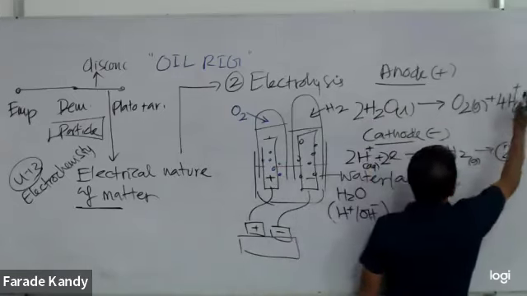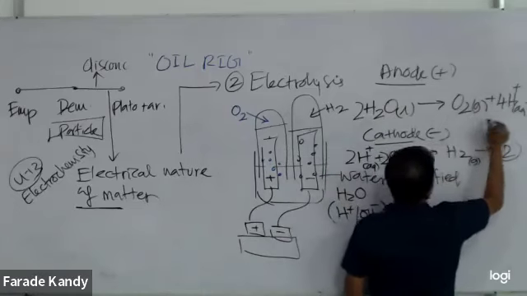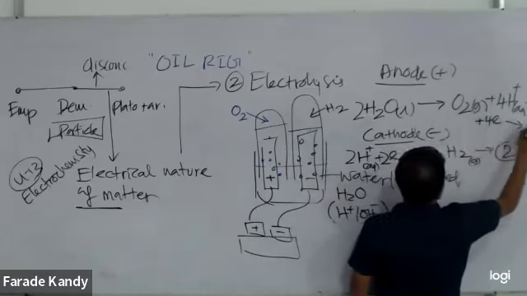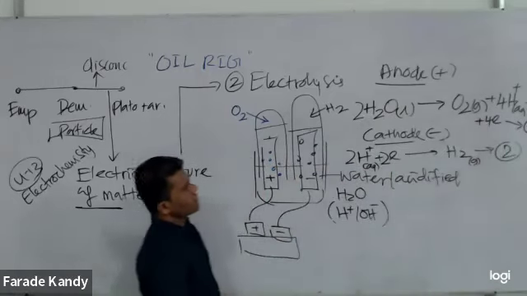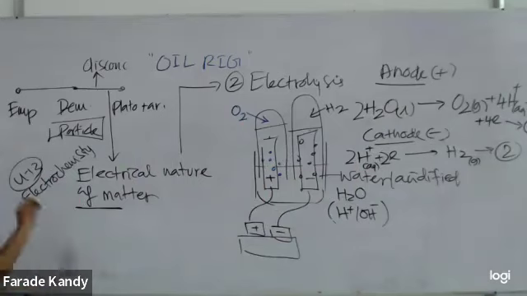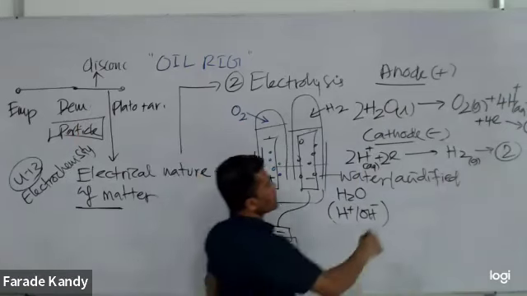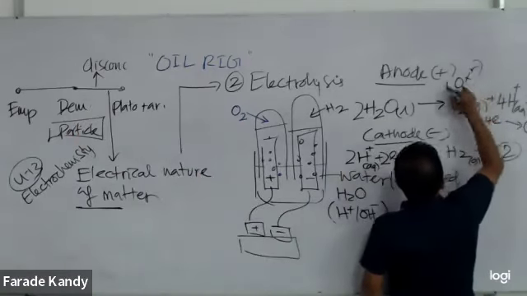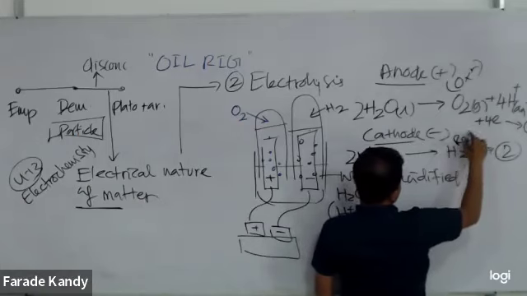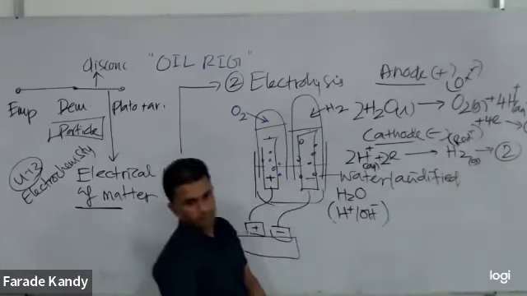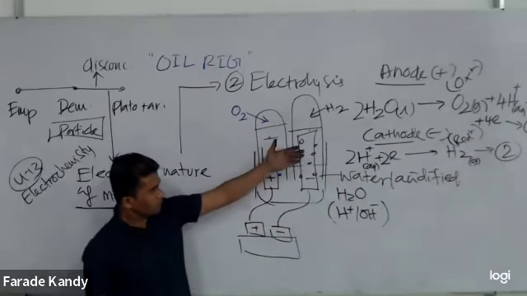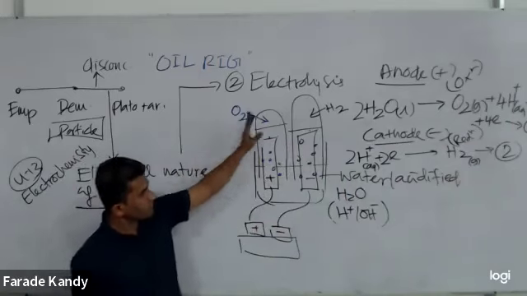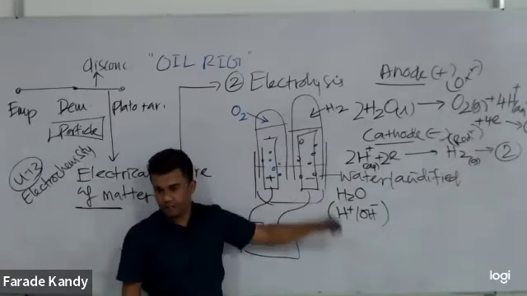To balance the charges, you put 4 electrons. I write it here, 4 electrons. What is it, oxidation or reduction? Now the electrons are on the product side. If electrons are on the product side, we can say losing. Losing electrons should be oxidation. At the anode, you have oxidation. At the cathode, you have reduction. Got it? Because of anode oxidation, you have oxygen gas. Because of cathode reduction, you finally have hydrogen gas.